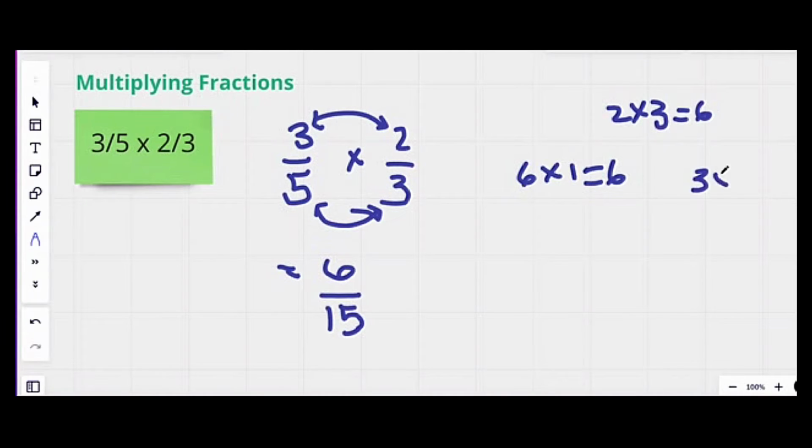And 3 times 2 equals 6. So these are all of the numbers we can use: a 2, a 3, and a 6, to try to reduce this to its simplest form. Let's start with 6. We know that 6 times 1 equals 6, but is there anything in the 6 times table that will also give us 15? Well, no, because 6 times 3 is already 18, and 6 times 2 is 12. So there's nothing in the 6 times table that fits into both 6 and 15. The 6 is not going to work.